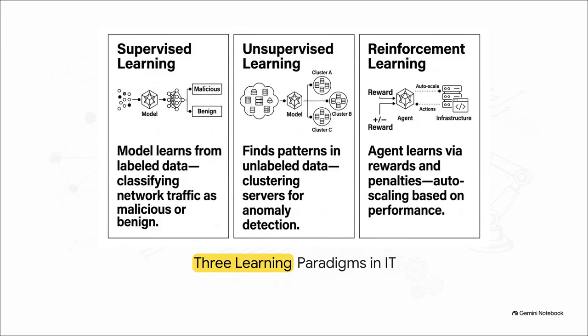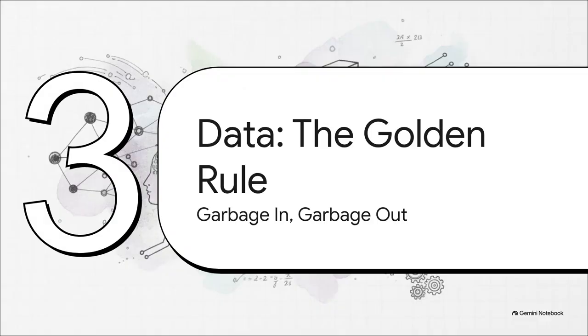This is where an agent learns through rewards and penalties. Imagine auto-scaling your infrastructure. The system gets a reward for keeping performance up while keeping cloud costs down, and it gets a penalty if latency suddenly spikes. Pretty cool, right? Okay, Section 3, data.